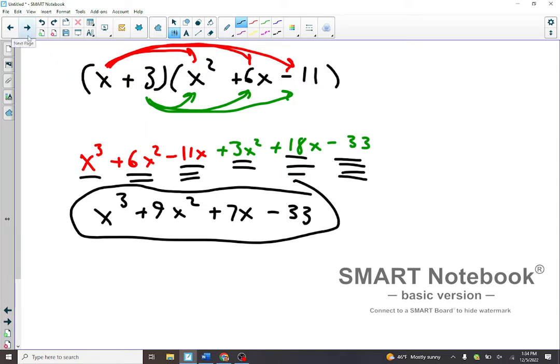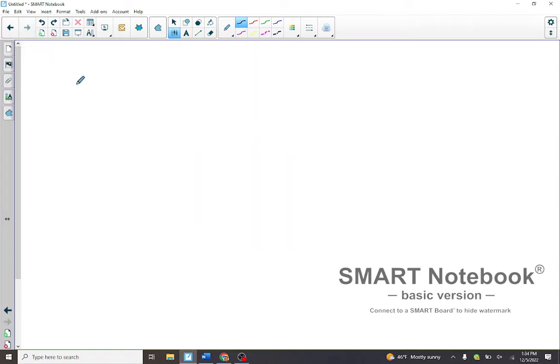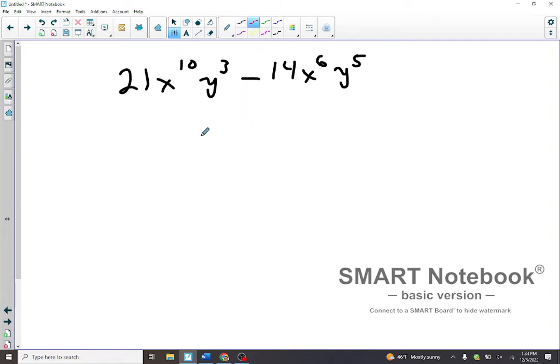All right. Now, that was simplifying. We're going to factoring. There's multiple ways to factor. The basic way to factor is to take out the GCF. 21x to the 10, y to the third, minus 14x to the 6, y to the 5. So you have to figure out what's in common between everything. First let's look at the normal numbers: 7. Let's look at the next number: x to the 10 and x to the 6. What's in common between them?